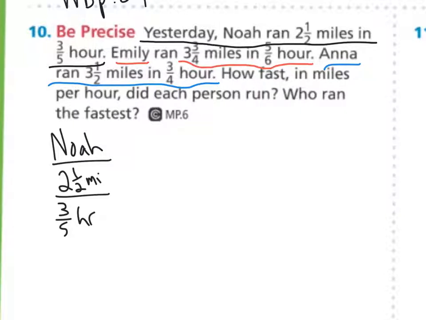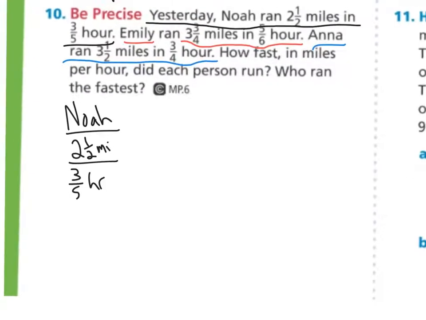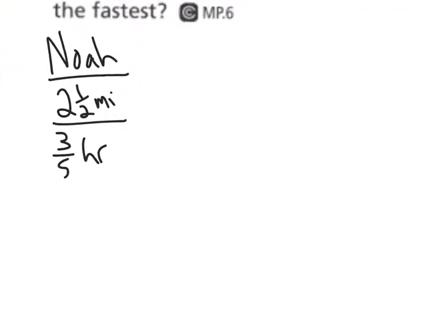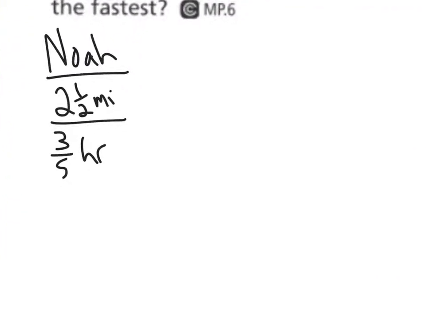When you're doing this, if you wanted to, we could see if the decimals are not too bad. We could work off of that if you wanted. 2.5 we know is 2.5 miles. 3/5 of an hour, you could just take 3 divided by 5. So that'd be 6/10 of an hour.